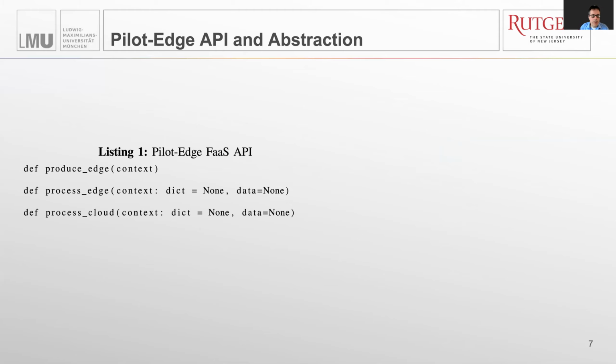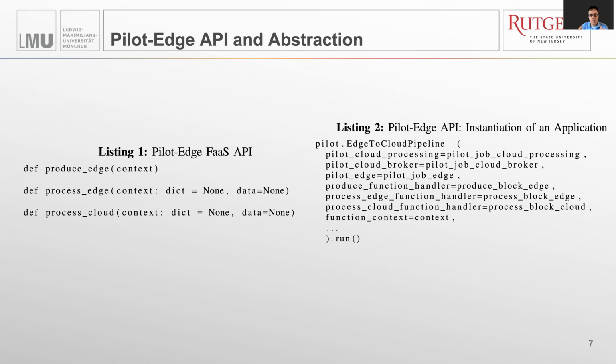They all take a context object, providing contextual information, and the data is provided as an input parameter. And there's also an API for sending data to the next level of the topology. So this is basically what the application developer can focus on. And then it's up to the instantiation of the application, meaning assigning those tasks to resources. As I said before, the pilot job systems are allocating the resources, and they are passed to this edge to cloud pipeline object, in addition to the context and the function pointers.